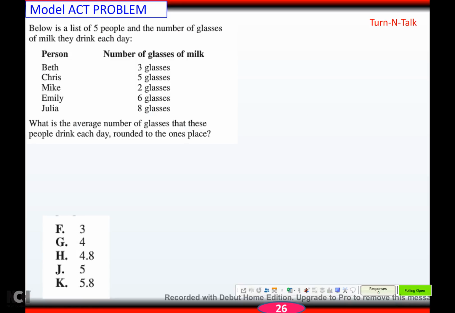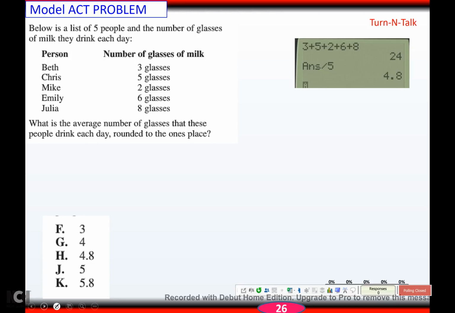Hit pause. Come back when you're ready. And hopefully you got 5. Below is a list of 5 people and the number of glasses of milk they drink each day. What is the average number of glasses that these people drink each day rounded to the ones place? So I add them all up. I divide by 5. I get 4.8, but it wants to the nearest ones. That's here. So the 8 is going to bump that up to a 5.